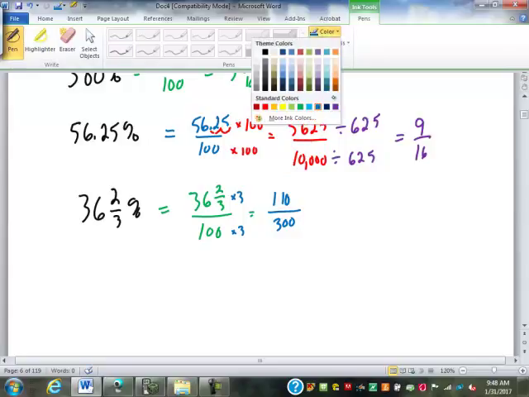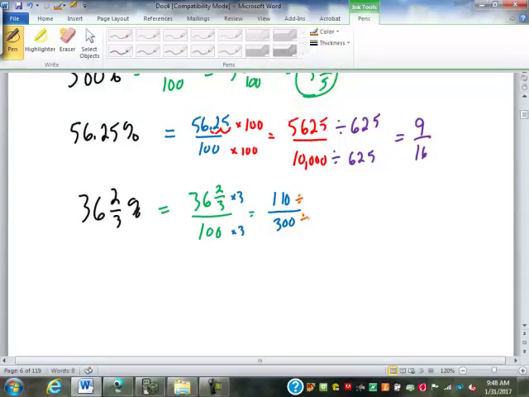Then what? Both of those can be divided by? They both end in 0, so we can divide by 10. So 11/30. Any questions?